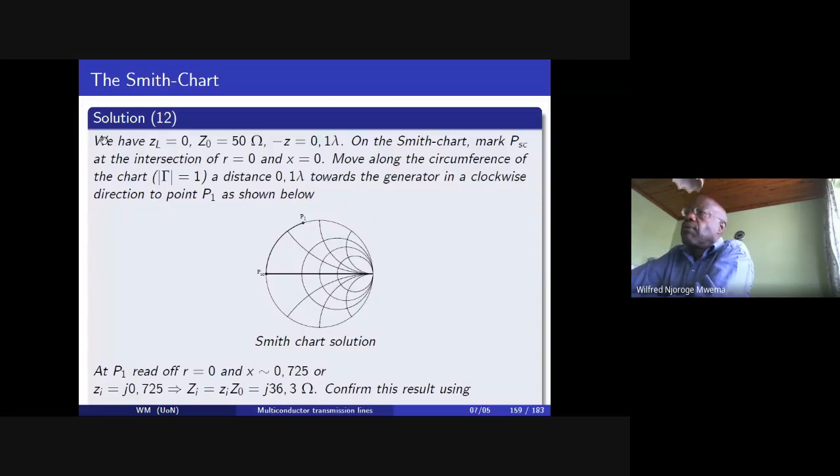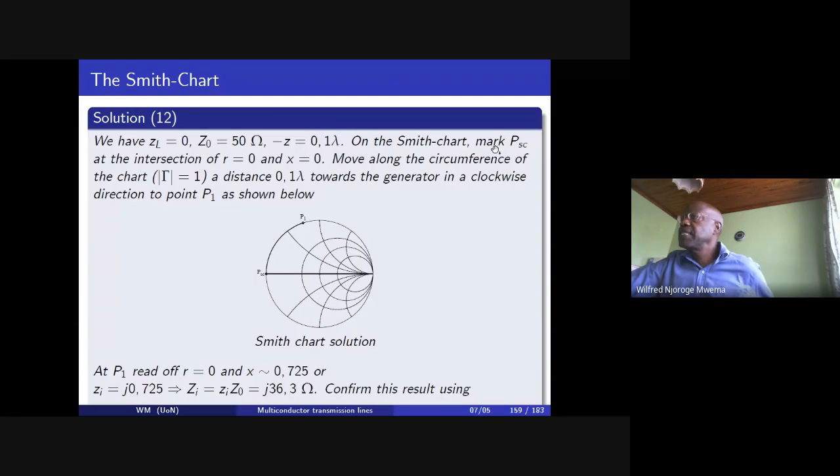So what we do is recall that ZL has been given as a short circuit, therefore the normalized ZL is going to be equal to 0. The Z0 we have been told is 50 ohm, and the distance is 0.1 lambda.